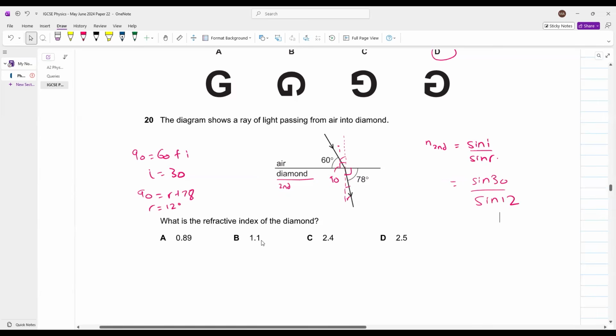Calculate the refractive index, son. What do you get? Sine of 30 divided by sine of 12. Your answer comes out to be 2.41. Oh, sorry, C is your answer, not D. 2.41, C is your answer. Perfect. Let's further move ahead.